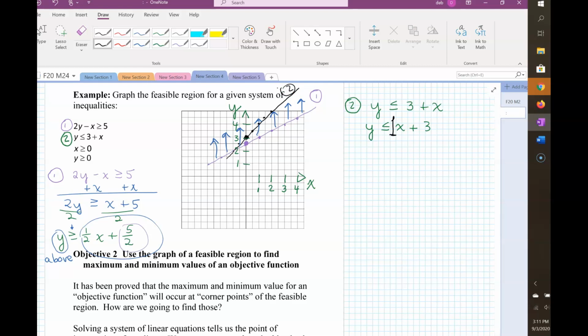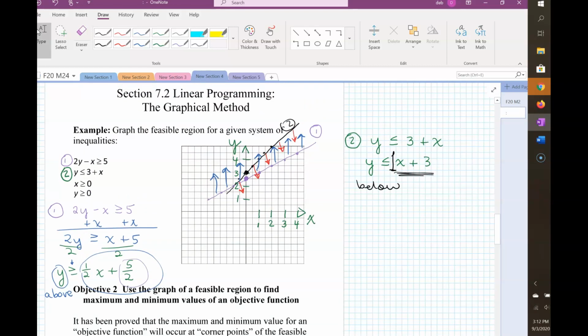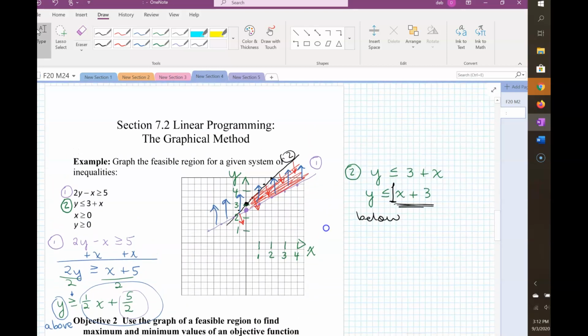Well, you can see that y is less than these points that are on the line. So I want y values that are below the line. So those are going to be this way, downward. So now you're looking for where is the region that has both kinds of arrows, and the arrows are pointing into that region.